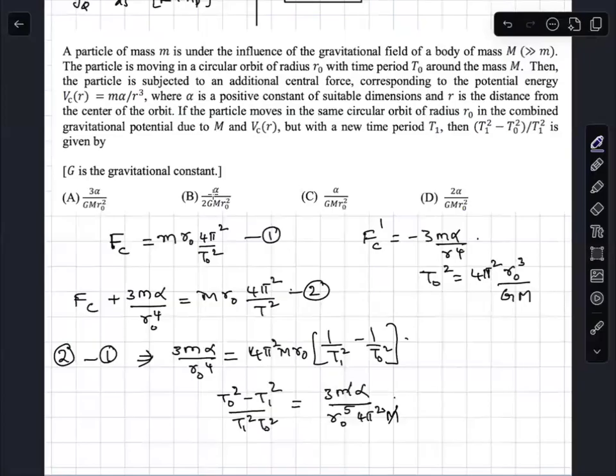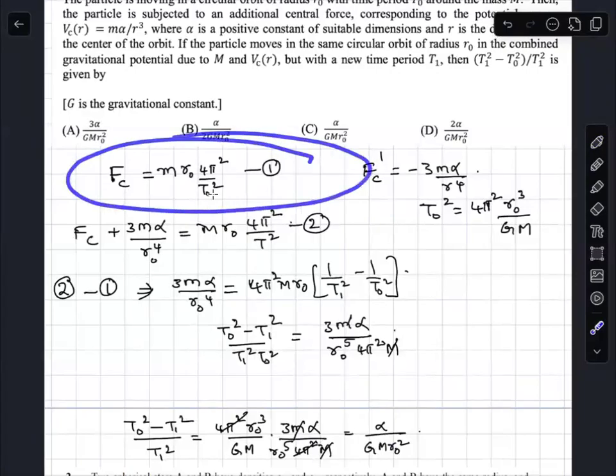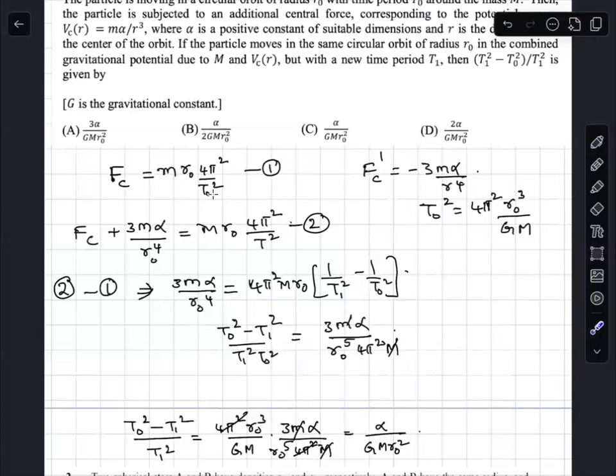Then, hold on. First, what is happening? As per the given data, we know this is the picture. This is what is happening. Additionally, you already know F is minus dV by dr. F is minus dV by dr. So the additional force Fc is minus 3m alpha by r power 4. Right, hold on. No issues. Now, the minus sign indicates attractive. Already gravitation we know is attractive. So both are acting inwards. Now, 3m alpha by r0 power 4 and the gravitational force are both acting inwards.